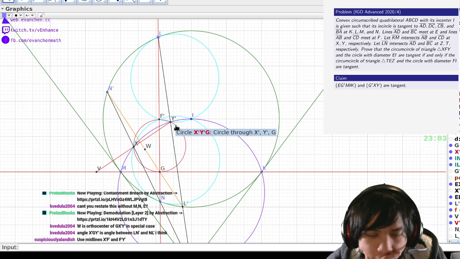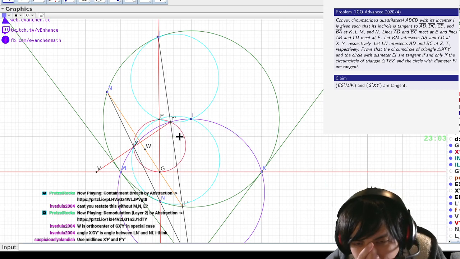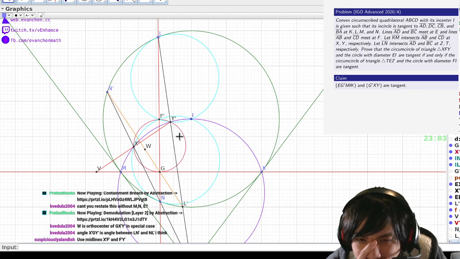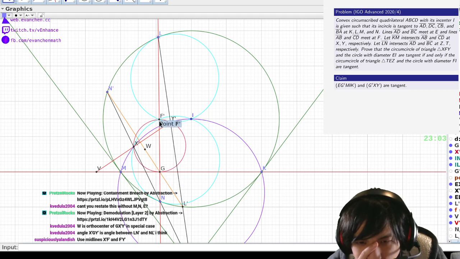X prime F prime and F prime Y prime. Okay, I think we had the same one, which is, okay, fine. I thought we had two different ways to compute the angle. Looks like we have exactly one. What does the short angle condition mean anyways? It bugs me a little because it's not really symmetric.